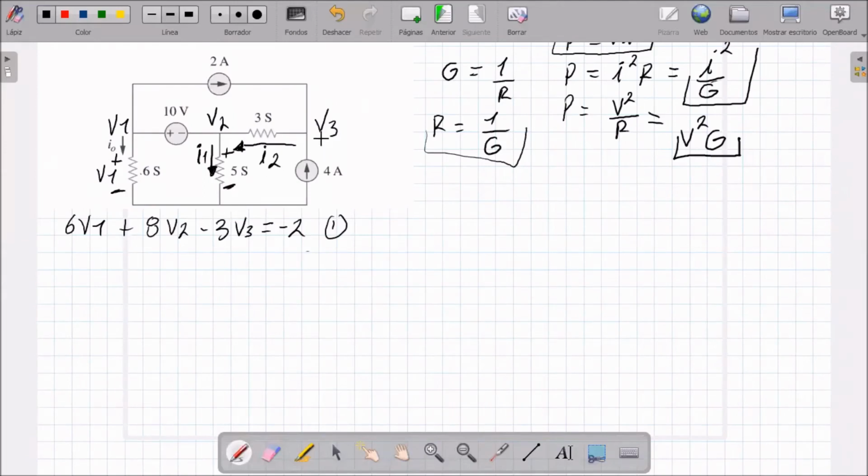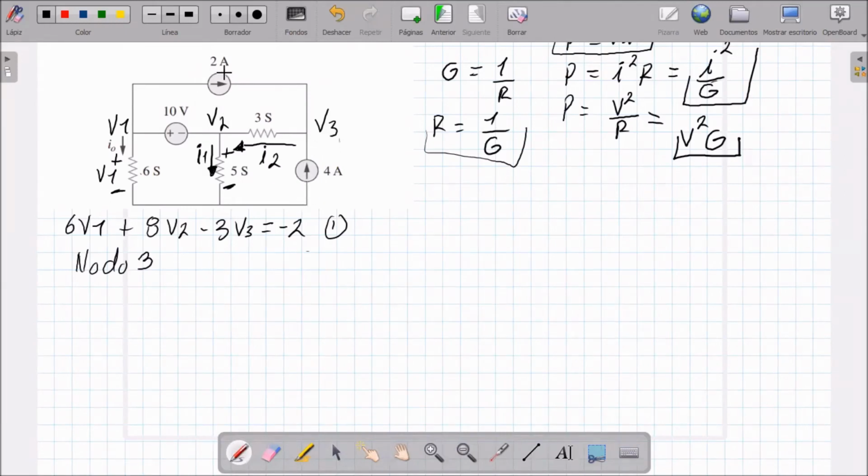Okay, now let's work with node number 3. Note that here, as we already did the analysis at this point as a supernode, we worked on node 1 and 2 at the same time. Now I'm going to work on node 3. I'm going to look at the currents that come in. They're going to be the same as the currents that come out.